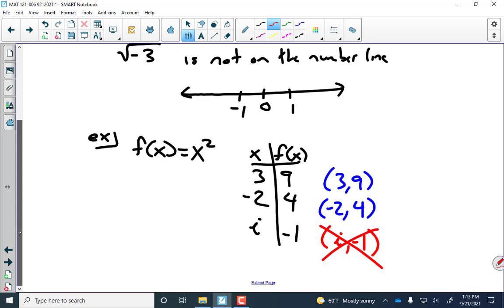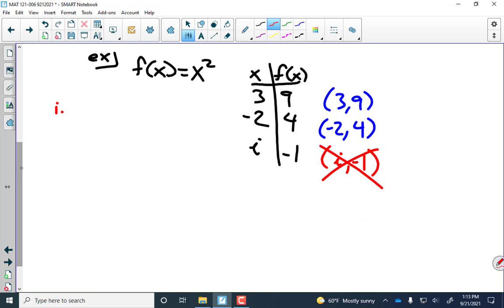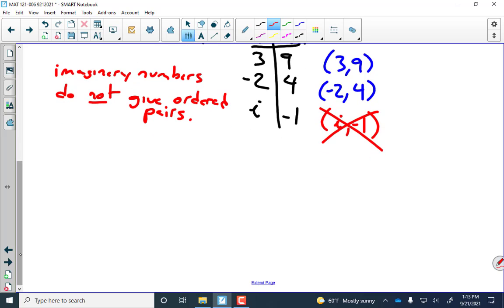So imaginary numbers do not give ordered pairs. You're not going to see people writing like this in this class. In more advanced classes, people do find a way to graph imaginary numbers, but you can't do it in the regular coordinate system that we use. So we don't do it. Well, let's keep building up. We are building towards something.